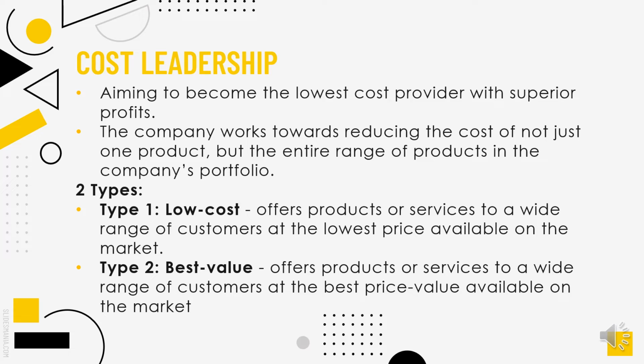Now, there are two alternative types of cost leadership, as we have mentioned earlier. Type 1 is a low-cost strategy that offers products or services to a wide range of customers at the lowest price available on the market, while Type 2 is a best value strategy that offers products or services to a wide range of customers at the best price value available on the market. The best value strategy aims to offer customers a range of products or services at the lowest price available compared to a rival's products with similar attributes. Both type 1 and type 2 strategies target a large market.